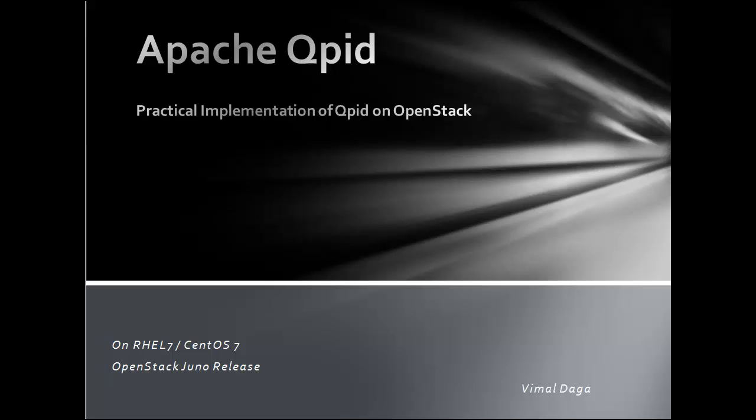How to practically implement Apache Qpid on the latest version of OpenStack, that is the Juno release. I'm recording this video in March 2015. For implementing Apache Qpid, I'm using Red Hat version 7, that is RHEL 7, or you can use CentOS also.